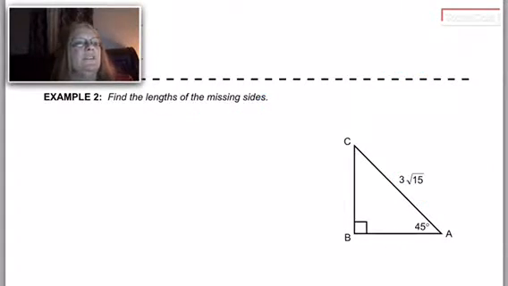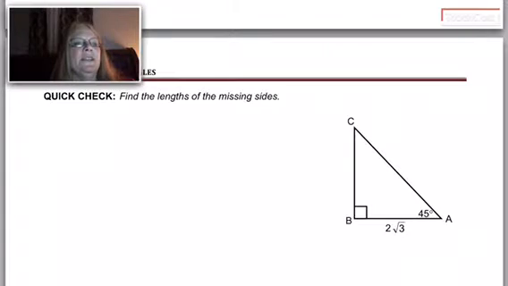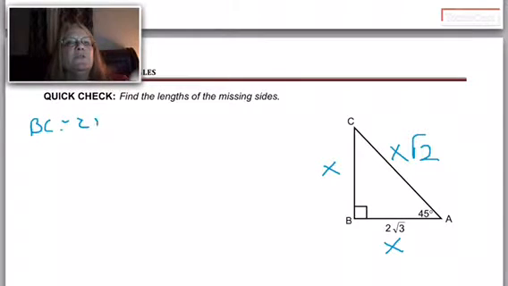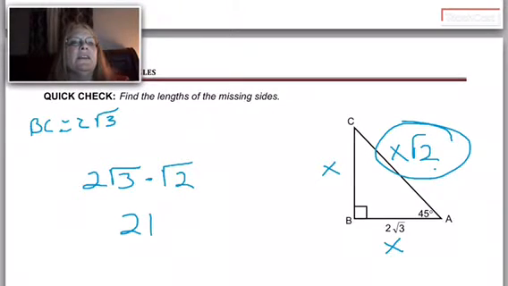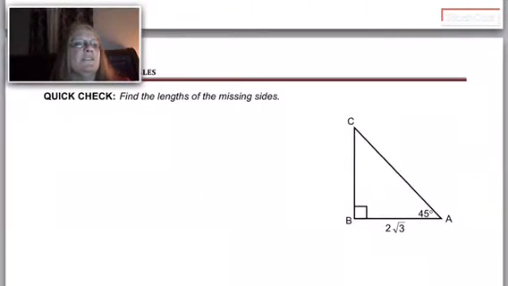Okay, let's look at the next example. We have the pattern again. Please put x, x, x to the square root of 2. So I know that AB is 2 to the square root of 3. So BC also has to be 2 to the square root of 3. Now what about this side here? Well, we have x times the square root of 2. x is 2 to the square root of 3, and I have to multiply that times the square root of 2, and so I get 2 times the square root of 6. And that is the answer for AC. So you're just going to follow the rules. Okay? Continue.